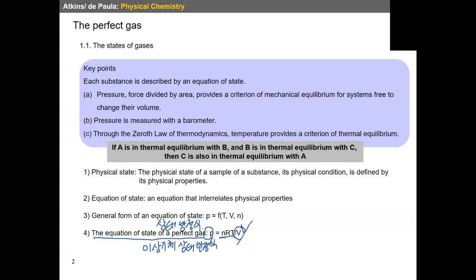Okay. So these are the key points and basic terminology for the state of gases. I hope you guys have some kind of direction for the remaining classes. Okay, let's go to the next slide.